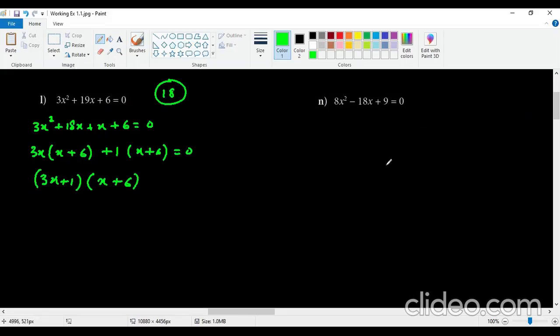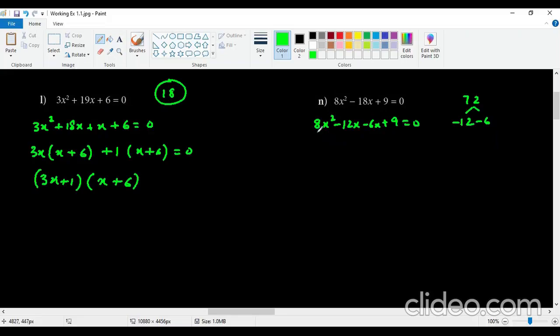It is 8x squared minus 18x plus 9. So 8 times 9 is 72. We know very well, when 72 is factorized, 12 times 6 is 72, and minus 12 and minus 6 is going to give you minus 18. So I will rewrite this. I will rewrite this 8x squared and plus 9 like this, and the middle part is going to be split into two parts. First I will write minus 12x, and then I will write minus 6x.